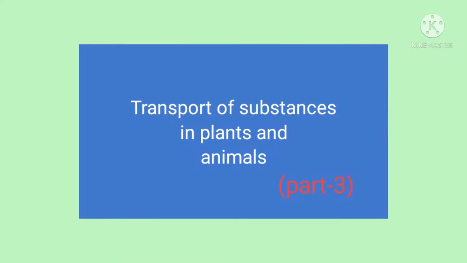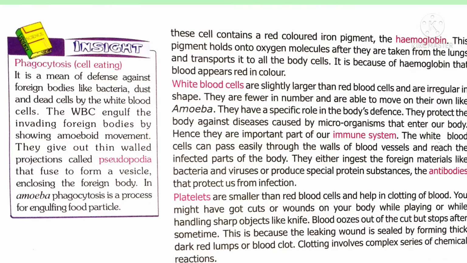We move on to the chapter Transport of Substances in Plants and Animals, part 3, on pages 148 and 149. We have been discussing the circulatory system in human beings. It involves blood, heart, and blood vessels. There are three types of blood cells in human blood. They are RBC, WBC, and platelets.